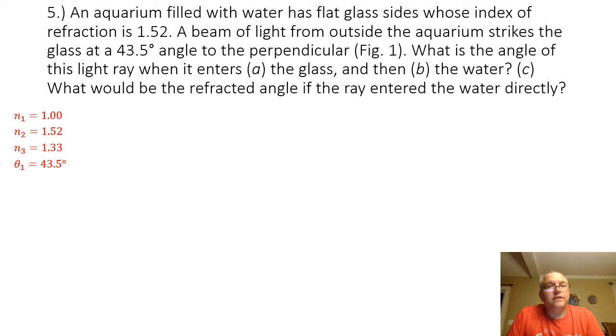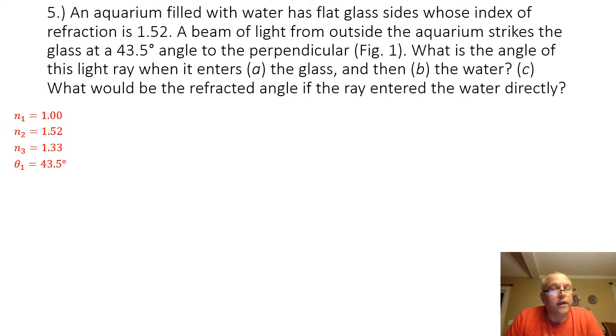Part C asks, what would be the refracted angle if the ray entered the water directly? In other words, let's pretend that the glass isn't there. I don't know what's holding the water in place if there's no glass, but work with me, people. Work with me. So now we have the ray of light going from the air directly to the water, and we want to see what the angle of refraction going into the water would be in that case.